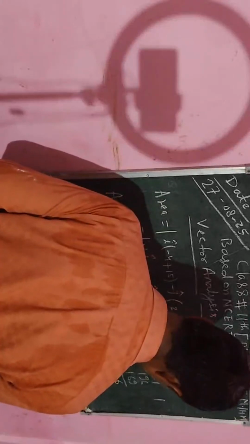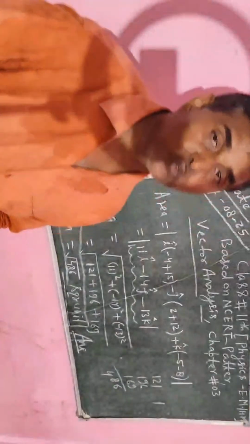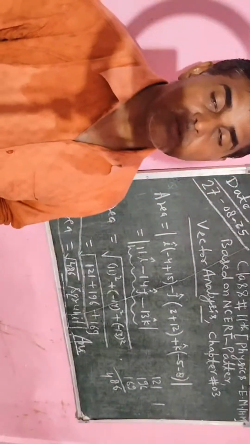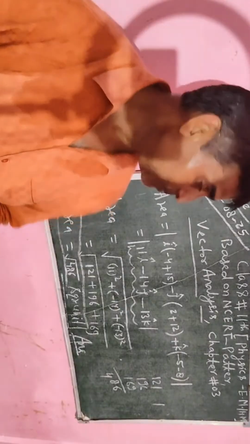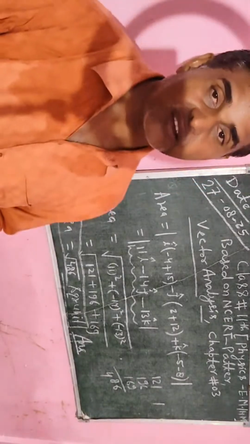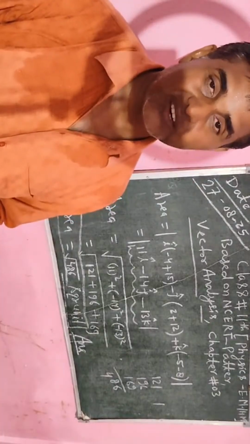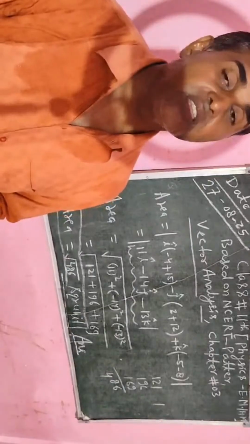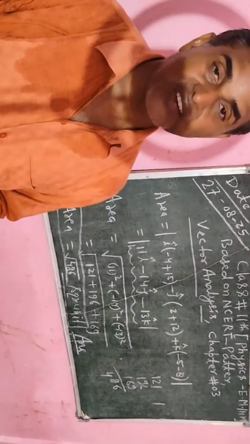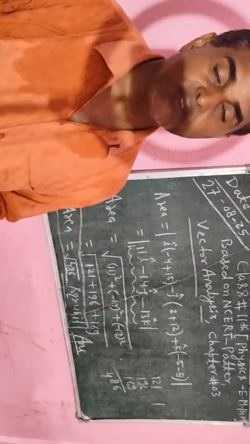Okay, students, so you have to solve it positively. If any two vectors are given, we have to take the cross product of those vectors. That will give the area, because when we calculate the area of two vectors, that is A cross B, which is equal to the magnitude of vector A into the magnitude of vector B into sin theta, because theta is the angle between the two vectors.